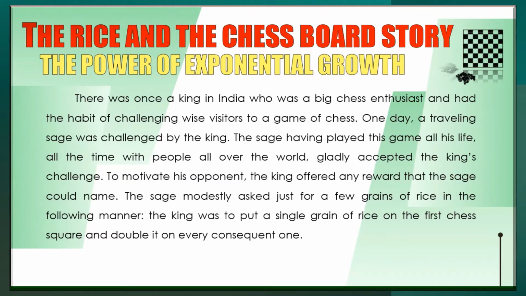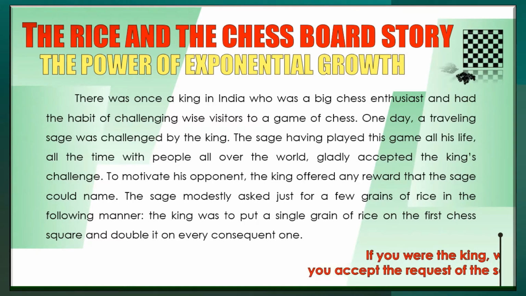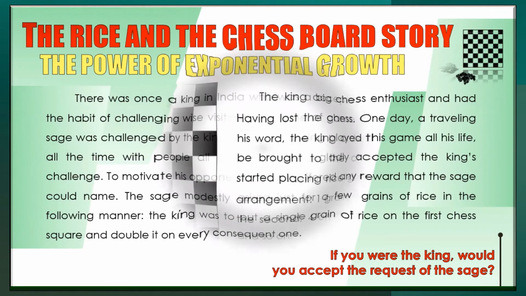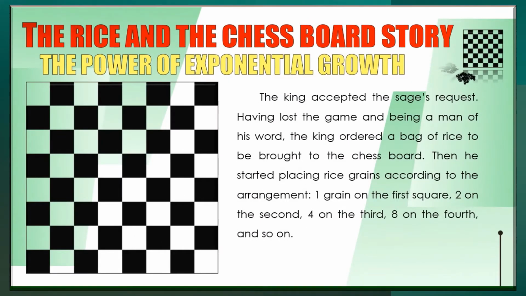The sage modestly asked just for a few grains of rice in the following manner. The king was to put a single grain of rice on the first chess square and double it on every consequent one. If you were the king, would you accept the request of the sage? The king accepted the sage's request.